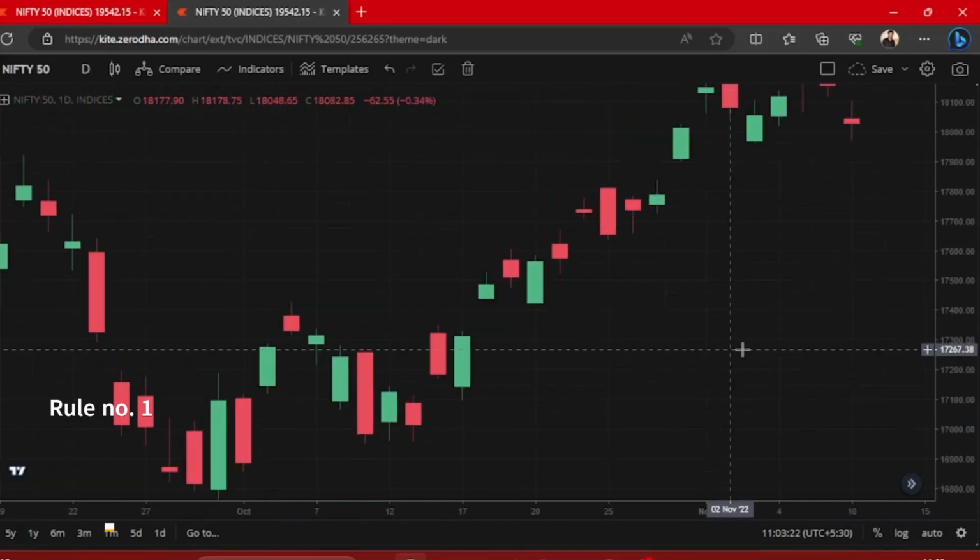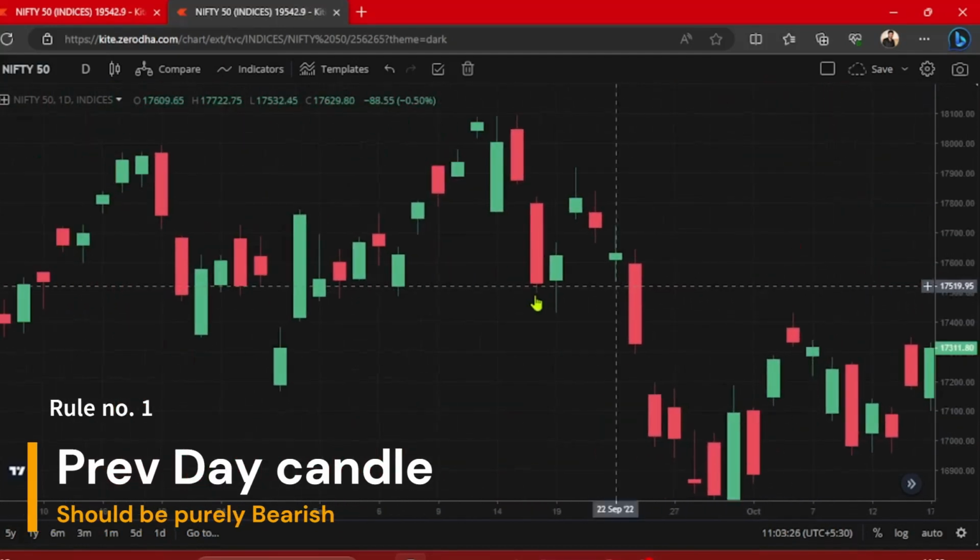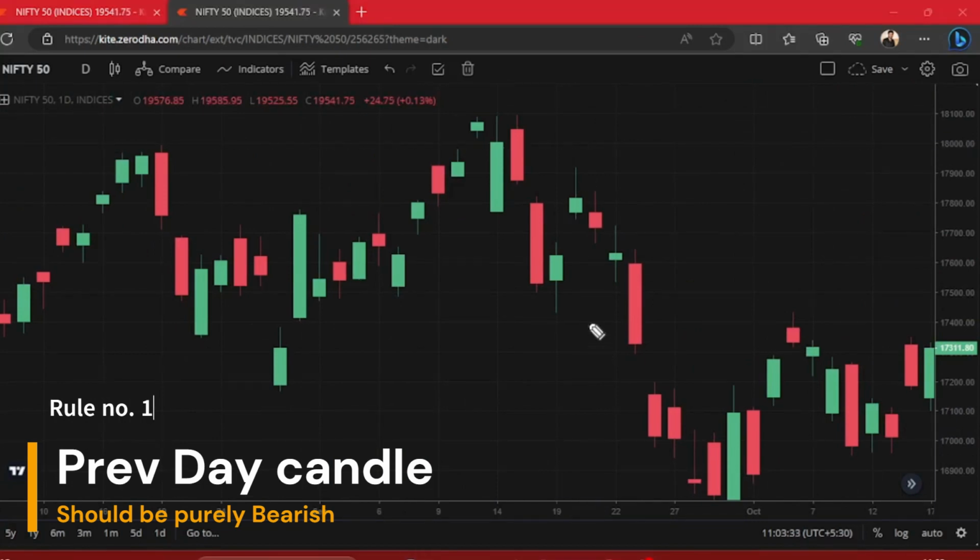So rule number 1. We'll look at the previous day candle. Now, what sort of candle are we looking for? Since we'll be discussing bearish entries today, we'll be looking for bearish candles. So this is one of the bearish candles. This would be a bearish candle. This would be a bearish candle. So all these red candles will be considered as bearish candles. This is also a bearish candle.